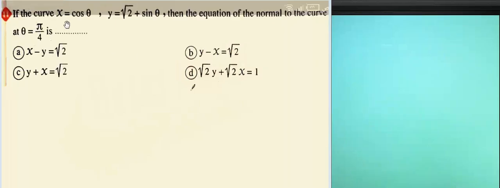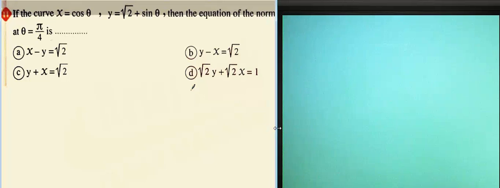Question 11. If the curve x equal cosine theta and y equal root 2 plus sine theta, then the equation of the normal to the curve at theta equal pi over 4. Okay, he gives us the curve x and y. We can find dx over d theta and dy over d theta, and then divide them to find the slope, and you can find the equation of the normal to the curve.